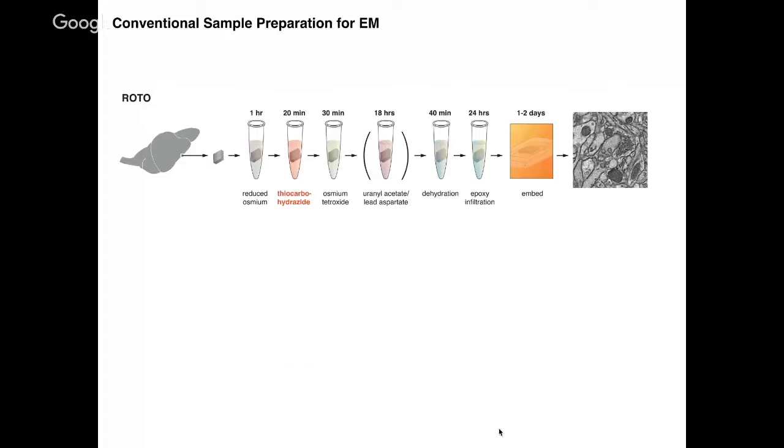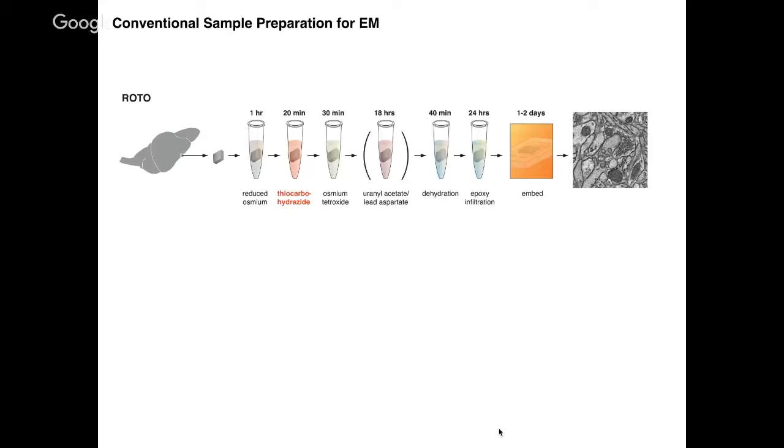What I show here is what Ellisman and Deerinck published as the rOTO method, as it's commonly known, where after reduced osmium, you amplify the osmication, if you will, by mixing in TCH, thiocarbohydrazide, and then having a second osmium step, and then some additional staining before embedding in plastic, cutting, and imaging. Now, why use reduced osmium? There's good reason for this. It gives you very strong membrane contrast, which is essential if your interest is in reconstructing circuits, which is what these studies were interested in.